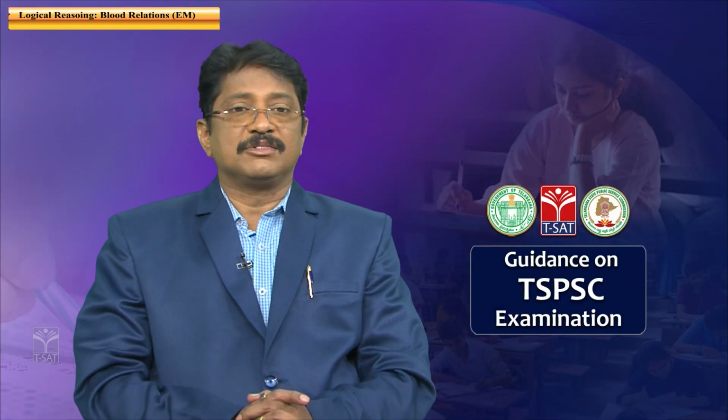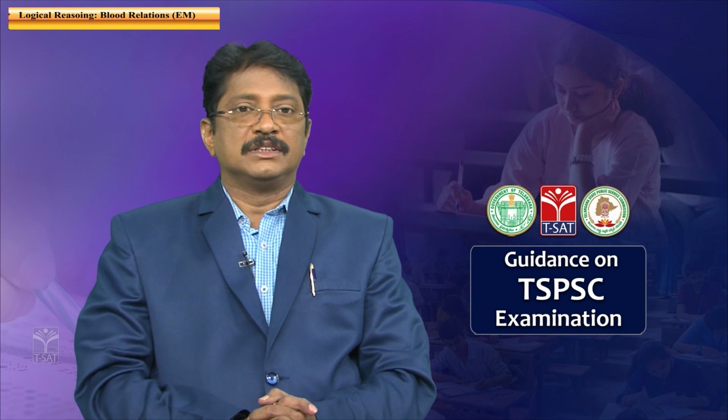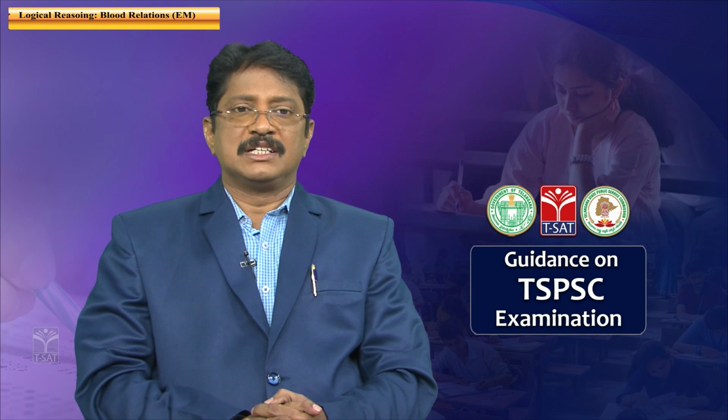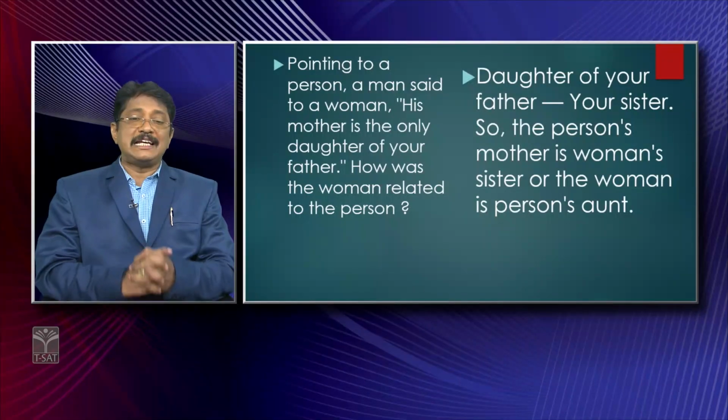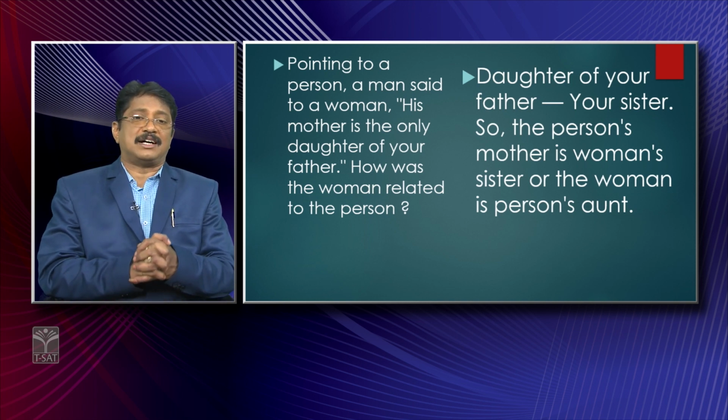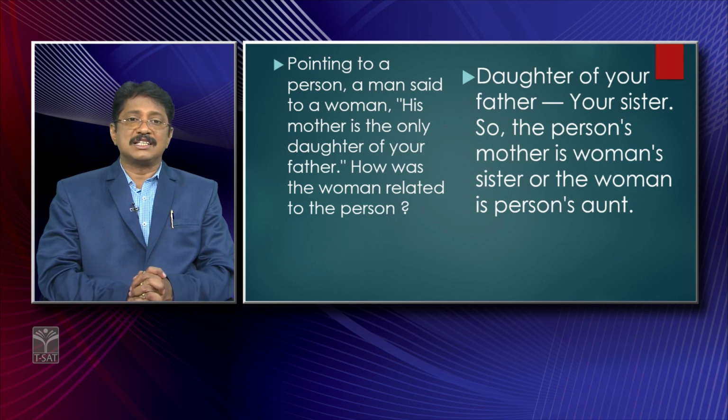Now we will see one more question here. Pointing to a person, a man said to a woman, his mother is the only daughter of your father. How was the man related to the person? Once again I am repeating the question here. Pointing to a person, a man said to a woman, his mother is the only daughter of your father. How was the woman related to the person?